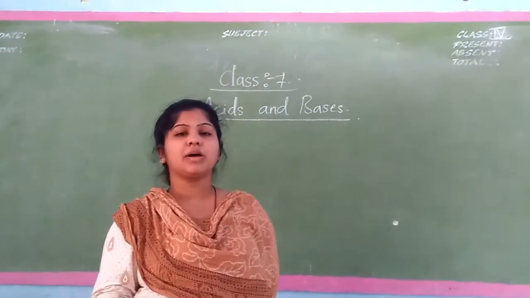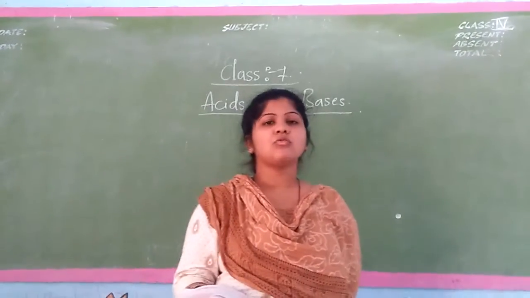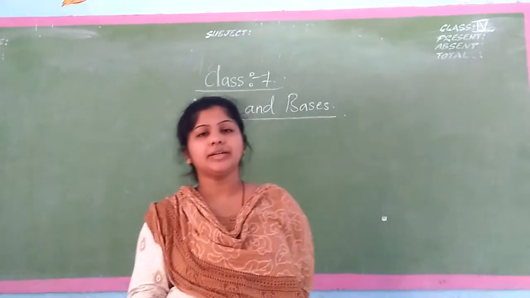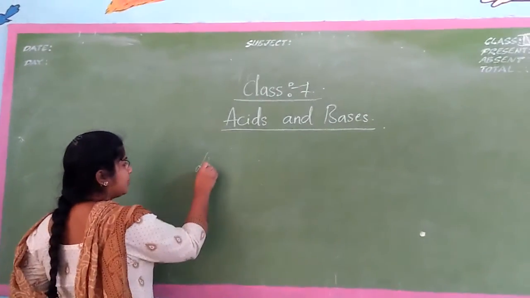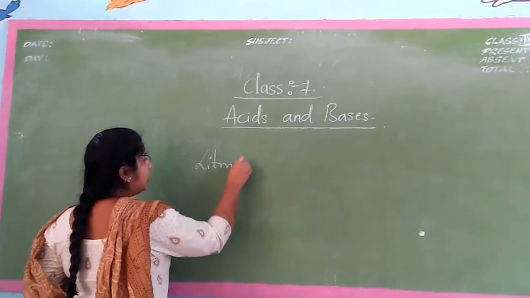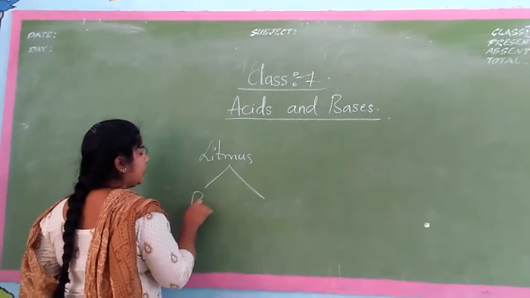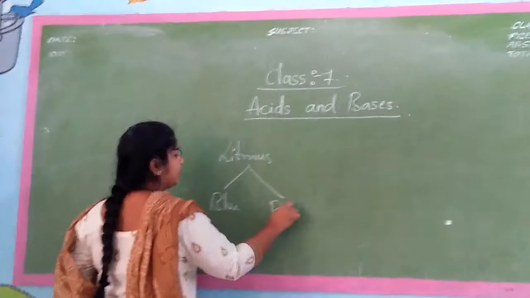So we have completed some part of the lesson. More than half of the lesson we have completed. What did we learn yesterday? We learned about litmus paper. How many types of litmus papers are there? There are two types. What are they? Blue litmus paper and red litmus paper.